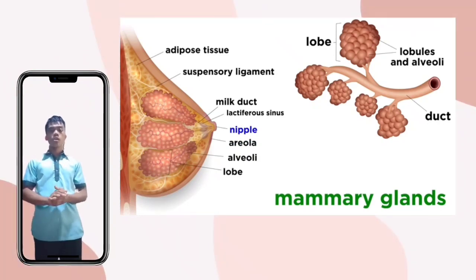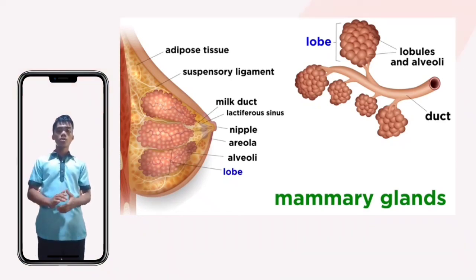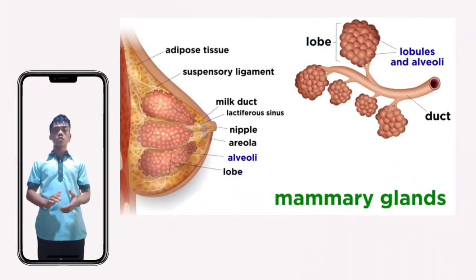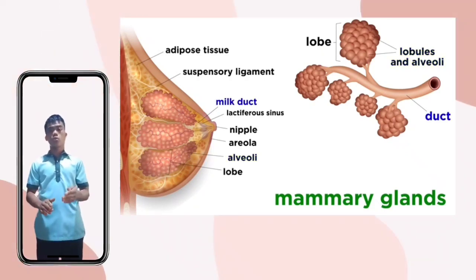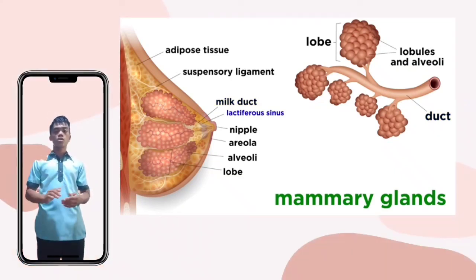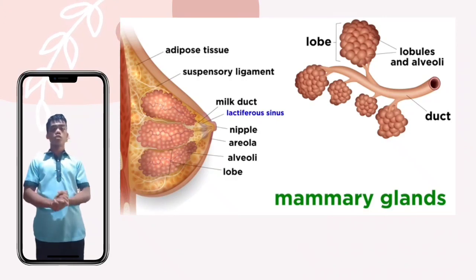Each mammary gland contains lobes separated by fibrous connective tissue and fats, which themselves contain smaller units called lobules, which contain structures called alveoli, which produce milk. This milk is transferred to lactiferous ducts, which lead to a lactiferous sinus, and this is where milk collects when a mother is nursing.